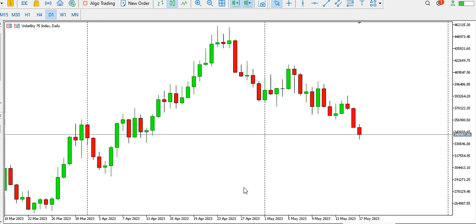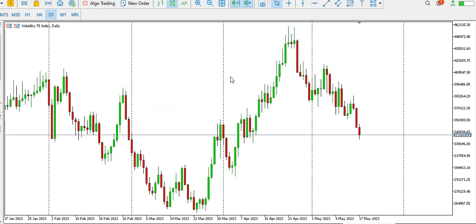Today we'll be looking at how we can scalp Volatility 75 Index and Step Index on the lower time frames. But before we go to the lower time frames, we are going to look at what has happened on the higher time frames. I have Volatility 75 Index on the daily time frame.